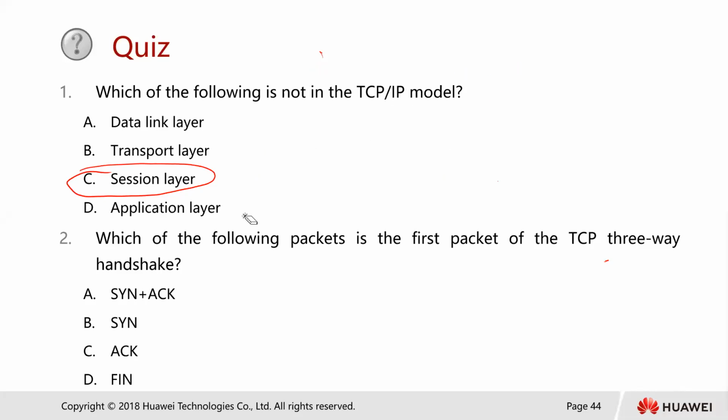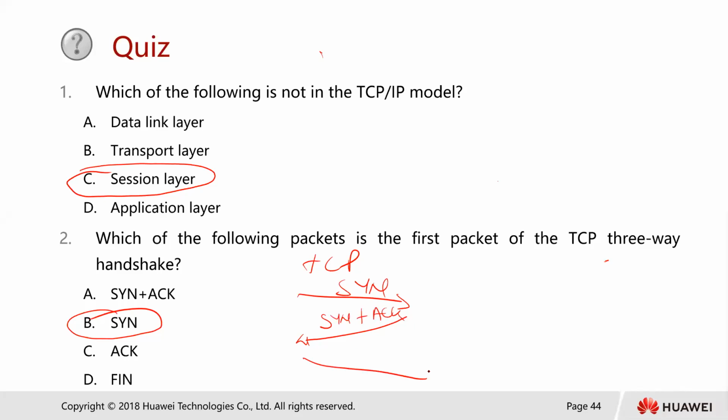Which of the following packets is the first of the TCP 3-way handshake? B is SYN. We said when you're establishing a TCP connection, we send the SYN packet first. Which packet is the second one? SYN plus acknowledgement. What is the third one? Acknowledgement.